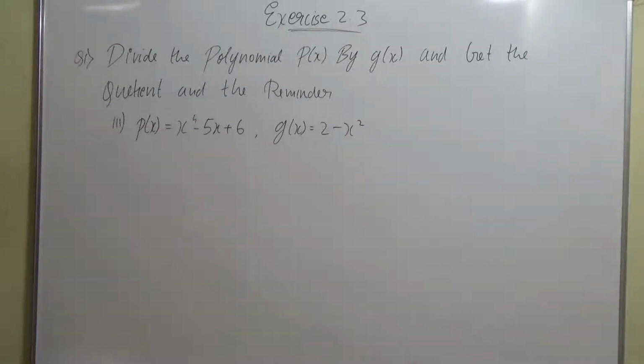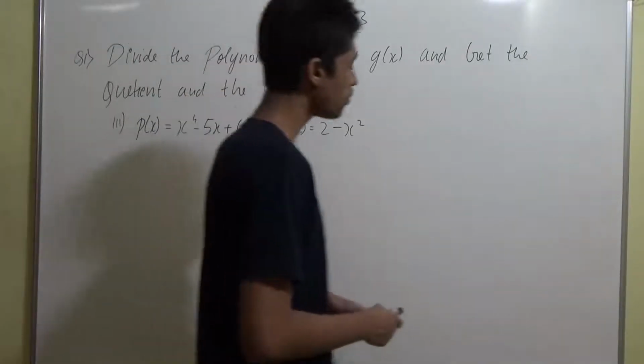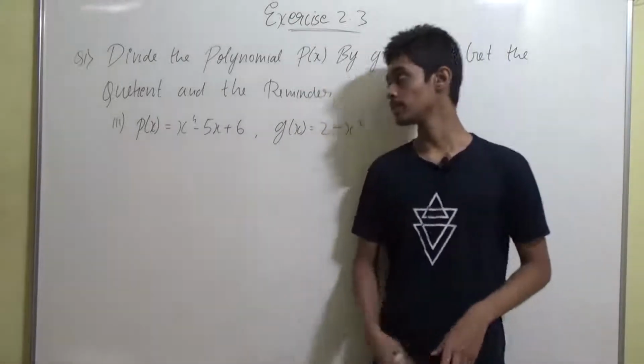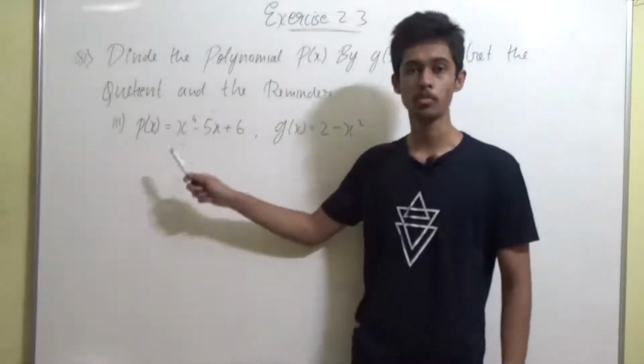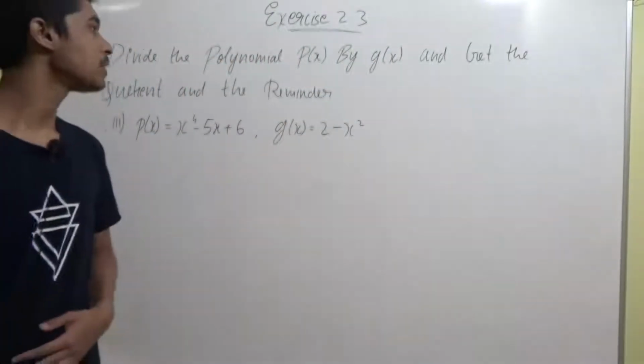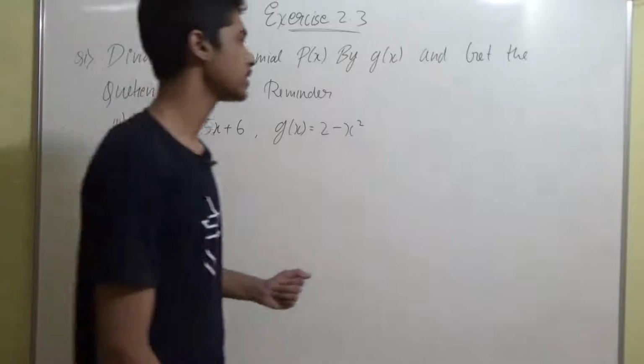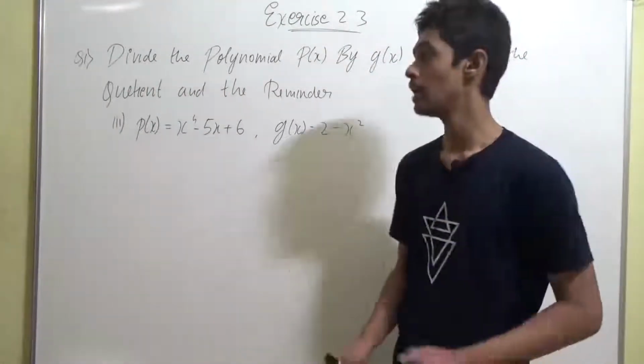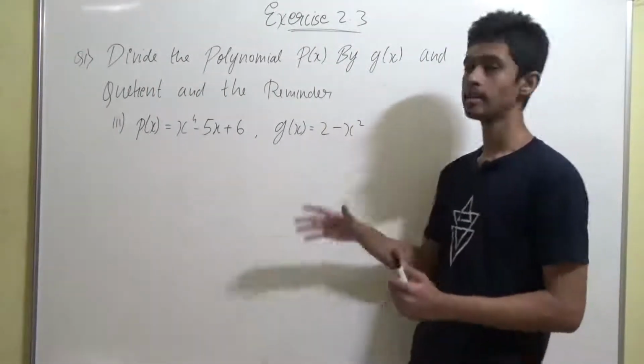So this is the third sub question, guys, of the first question. In this sub question, they have given p of x as x to the power 4 minus 5x plus 6, and g of x as 2 minus x square. As I said to you in the previous question, the first step is to arrange this in the hierarchy, guys.